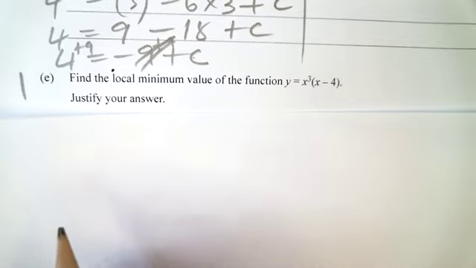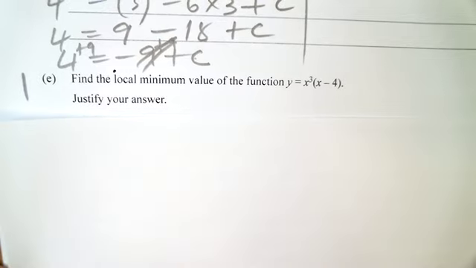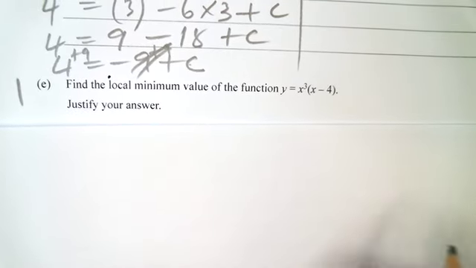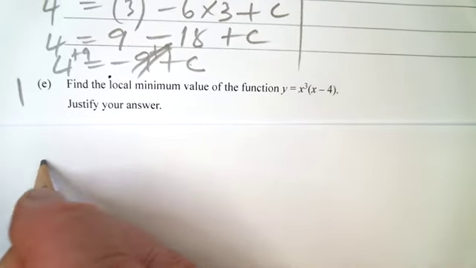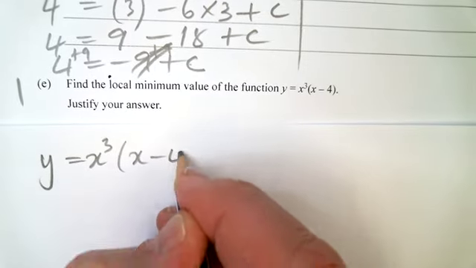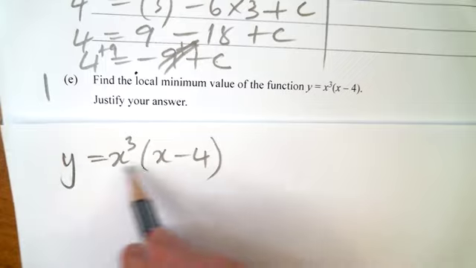Okay, let's have a look at 1e. It says find the local minimum value for the function, this thing here, and justify your answer. So we've got y is equal to x cubed, x minus 4. So let's expand this out a little bit.